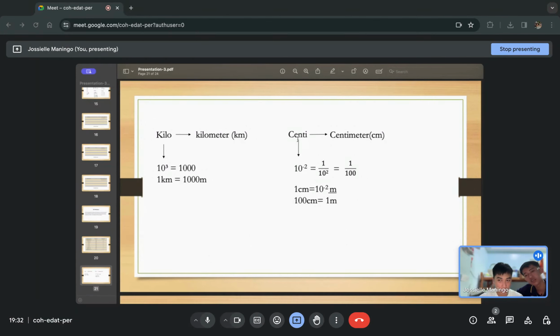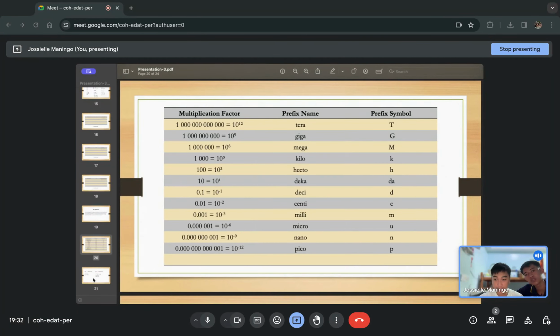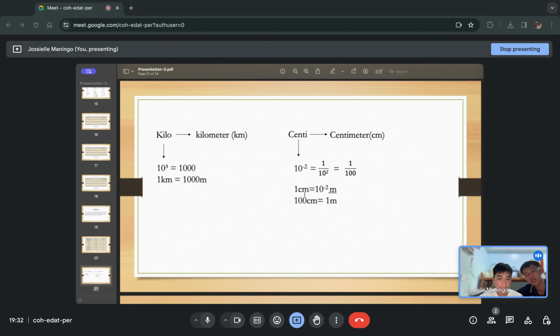The symbol, the unit name, the prefix name. Sorry. You can use 1 cm is equivalent to 10 to the power of negative 2 meter. And if you use this below, 10 times 10, 100 centimeter is equivalent to 1 meter.